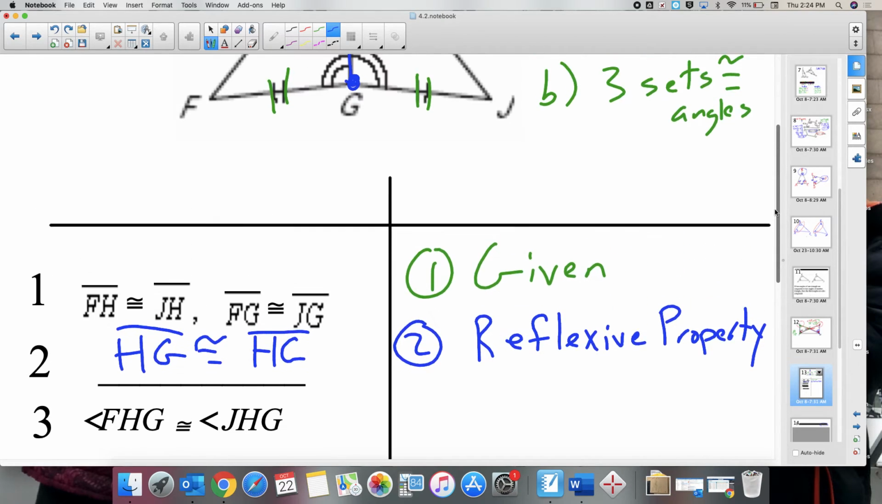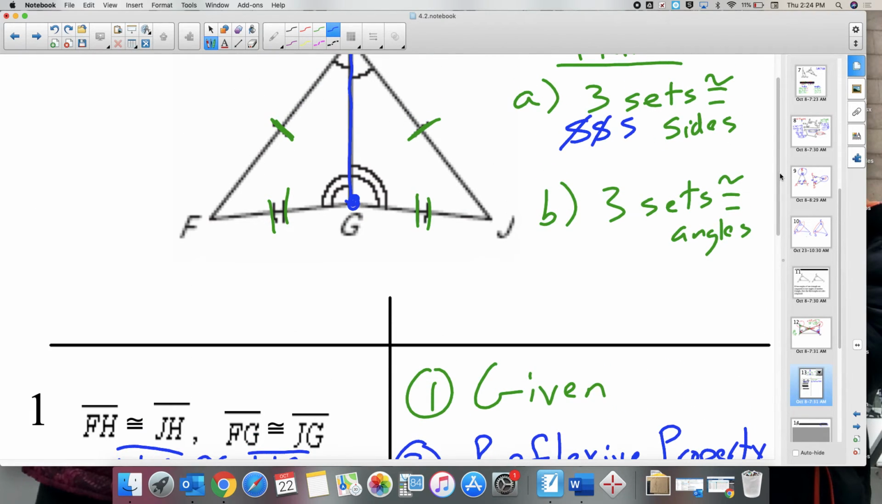That just gave me my third set of angles. Or I'm sorry, my third set of sides. So I'm going to put my 3 tick marks on there. We have all 3 sets of sides. We've done part A. Part B says get our 3 sets of angles.